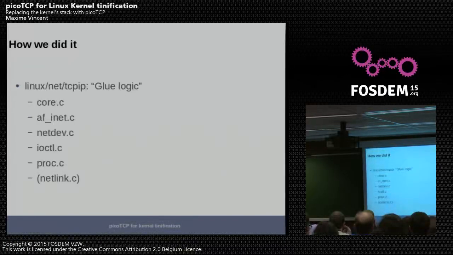So we did all of this in basically 5 files. The 6th is still a stub for now, and I'm not going to show you actual code, but I'm going to go through these 5 files and explain to you what part of this glue logic it implemented. And you can find all of these files, by the way, in linux/net/tcp/ip, which is a new folder that didn't exist before.